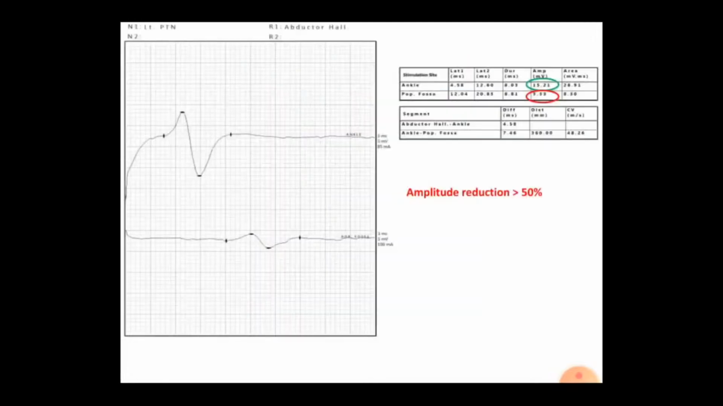So in short, if your amplitude because of stimulation at the proximal side is reduced more than 50% as compared to amplitude because of stimulation at the distal side, it is suggestive of conduction block.